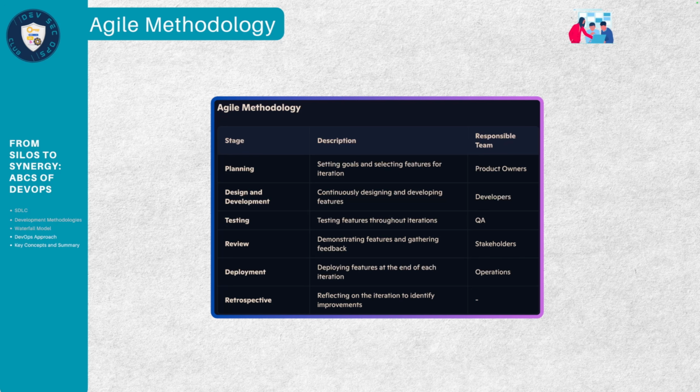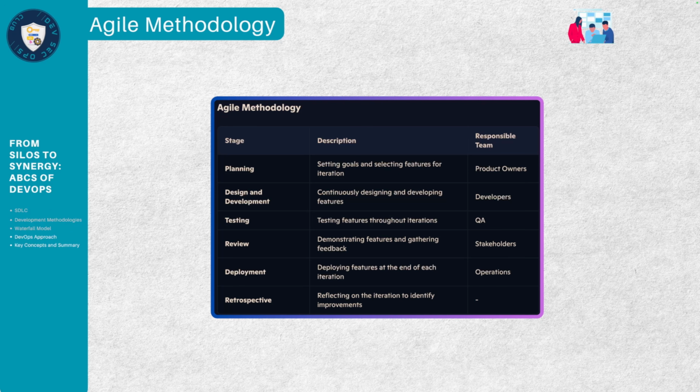See, this is what I'm doing. Now we are in the review phase. Again, it's a summary for you: planning, design, testing, and all these things. And here you see, before, in planning in the waterfall model, it was project management or the project manager. Here we have product owners, right? Here we have developers, QA, stakeholders.